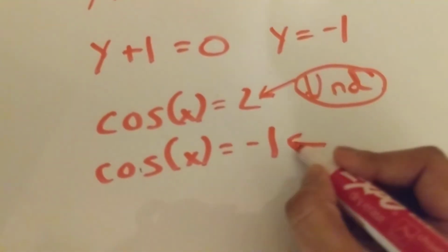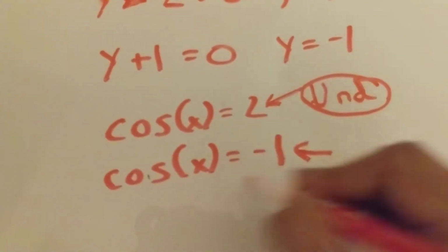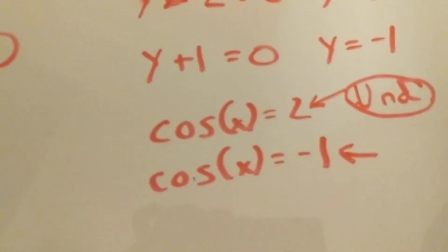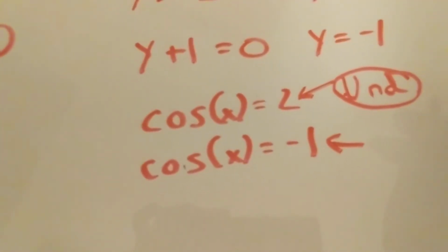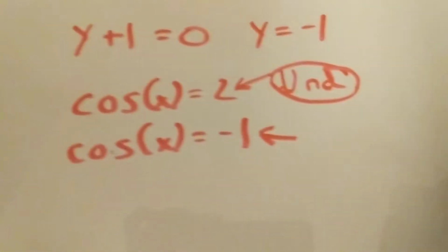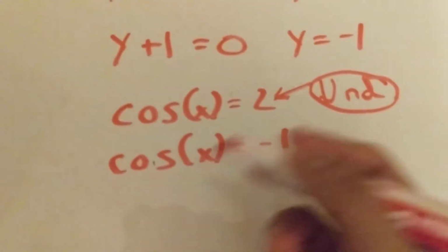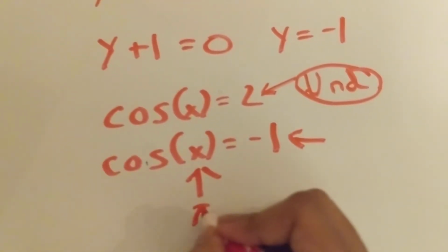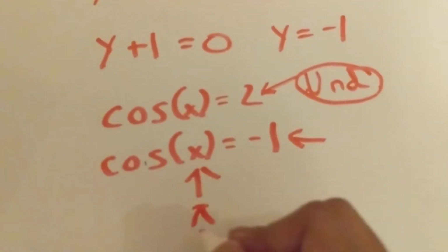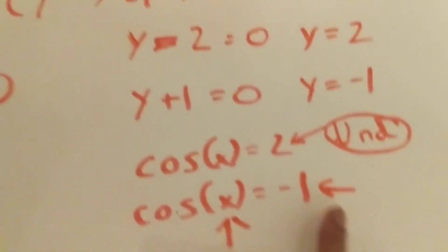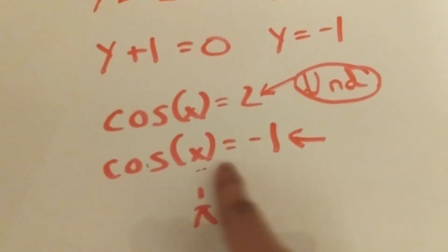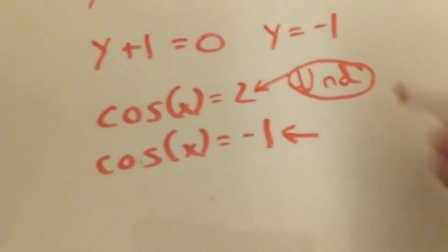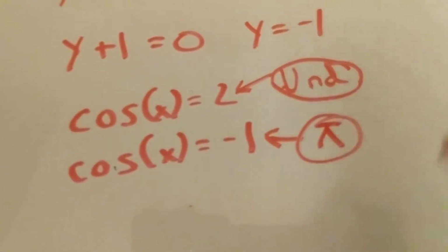But this one will. Cosine of x, you actually don't even need arc cosine on the calculator. You can just solve it your own way, if you know the unit circle, of course. You can replace this with pi, and you'll see that cosine of pi is actually negative 1. Again, you need to know the unit circle. If you know it, it's pretty easy, and you'll get pi for this.